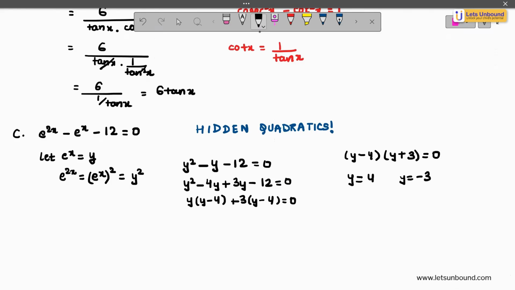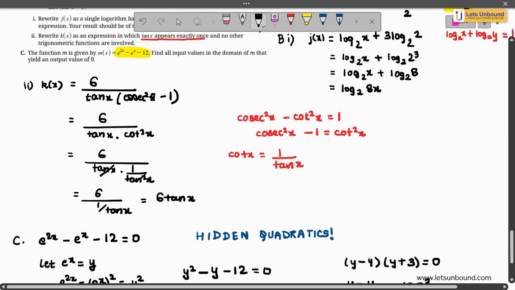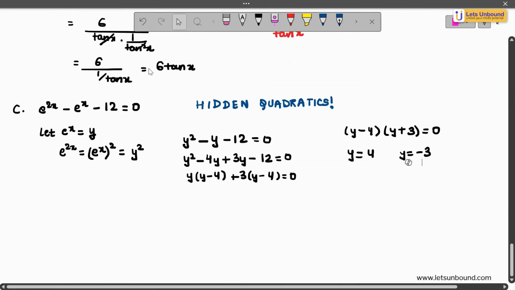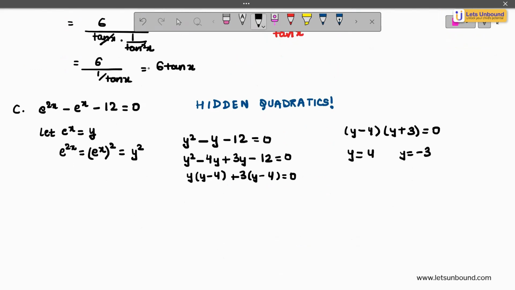Now, some mistakes that students make are leaving their answers here. But remember, the question doesn't say to solve for y. In fact, the question does not even have y. You have to find all input values in the domain of m, which means you solve for x such that they give you an output of 0, right? So we solve for x here. Replacing this, we get e to the power x is 4 or e to the power x is negative 3.